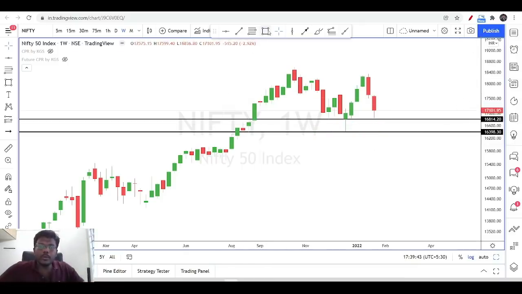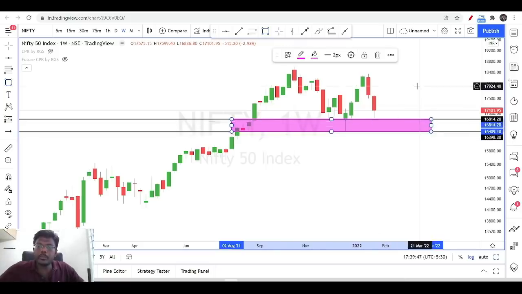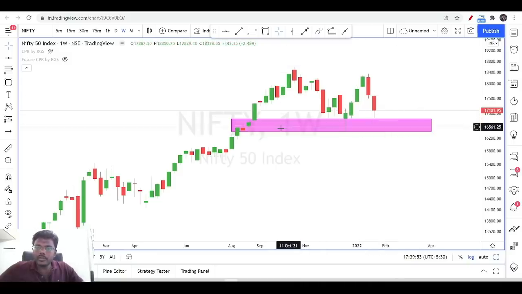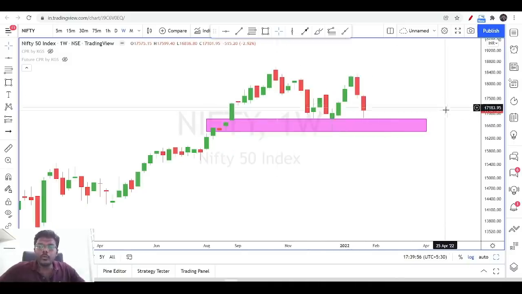Now I am going to draw in between these two supports. Now these two levels are not necessary, so I am going to delete them. So this is a support zone for Nifty.